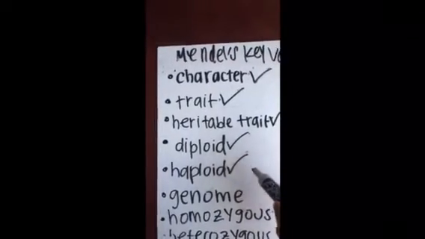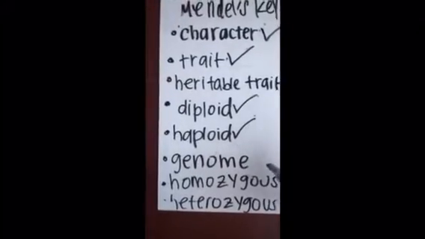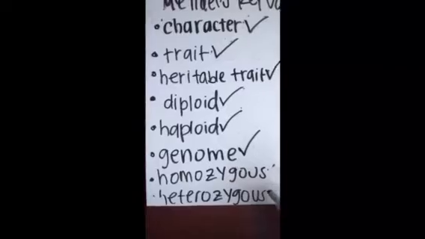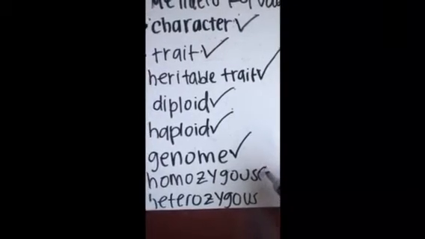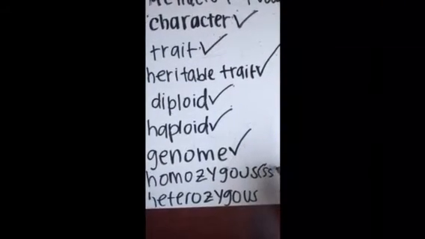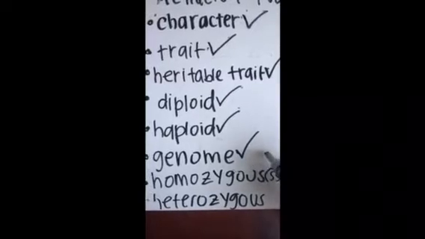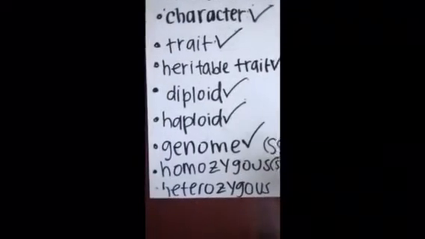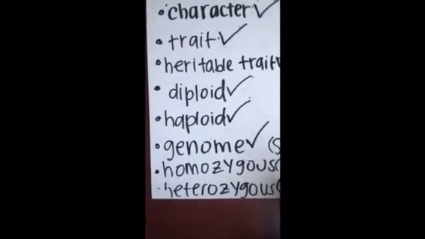Next we have a genome, which is the totality of all the genes of an organism. Then we have alleles. These are the different forms of a gene. Next we have homozygous, meaning that they have two copies of the same allele. For example, lowercase s and lowercase s. Next we have heterozygous, which means they have two different alleles of the gene in question. This would look like capital S and lowercase s.